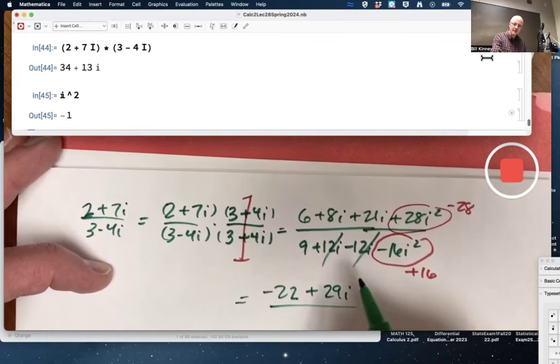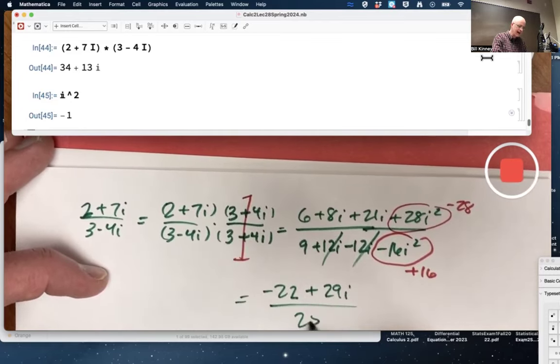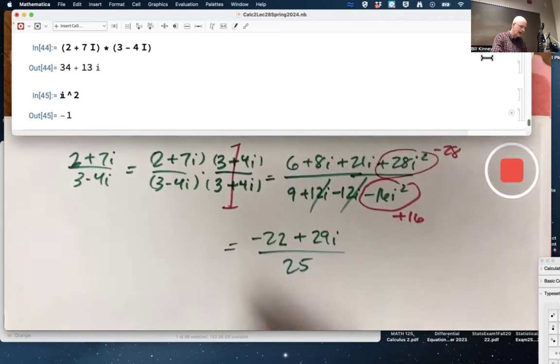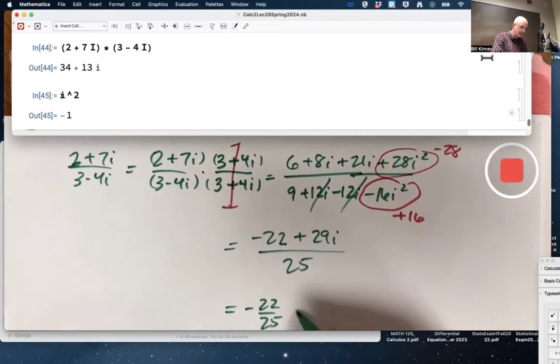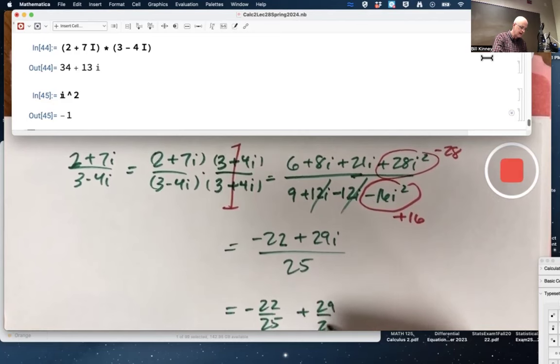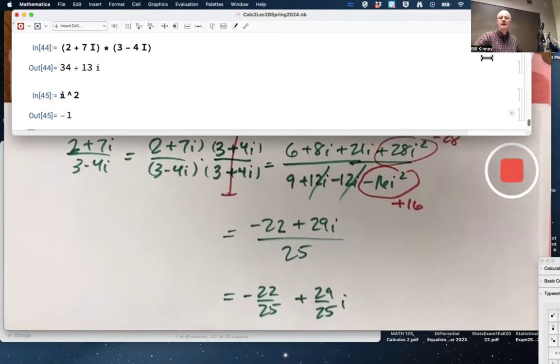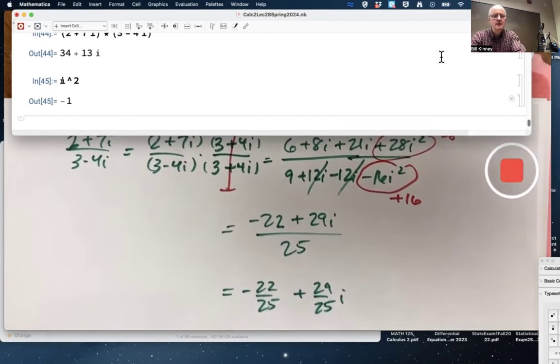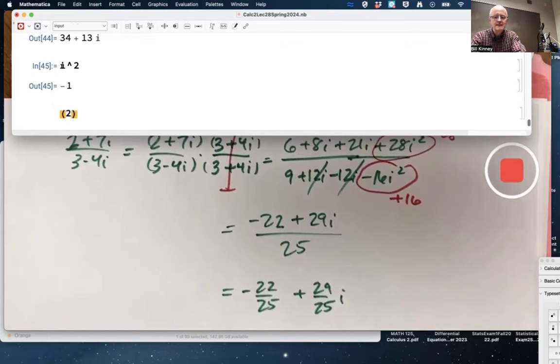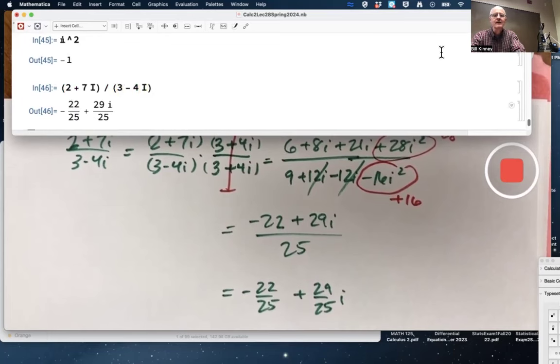The i's canceled on the bottom. We're left with 9 plus 16 is 25. And then you split this into two fractions. Negative 22 over 25 plus 29 over 25 times i. And let's see if it's right. 2 plus 7i divided by 3 minus 4i. Yes, the right answer.